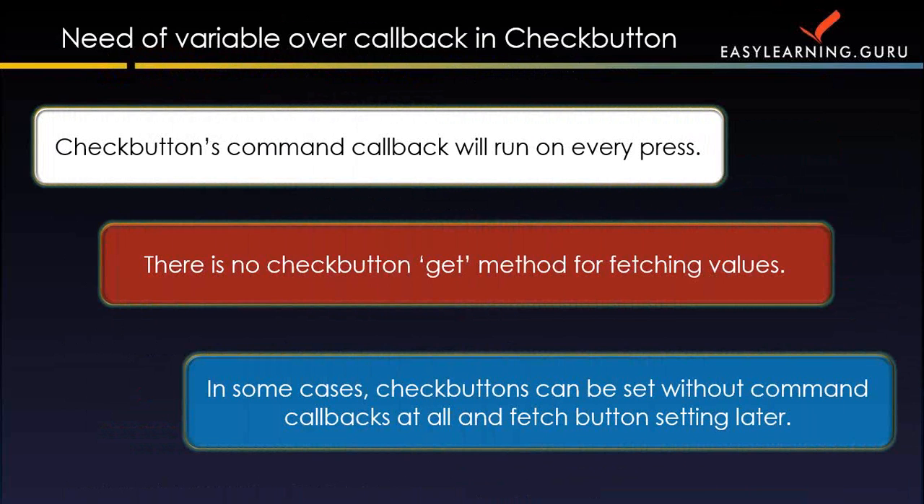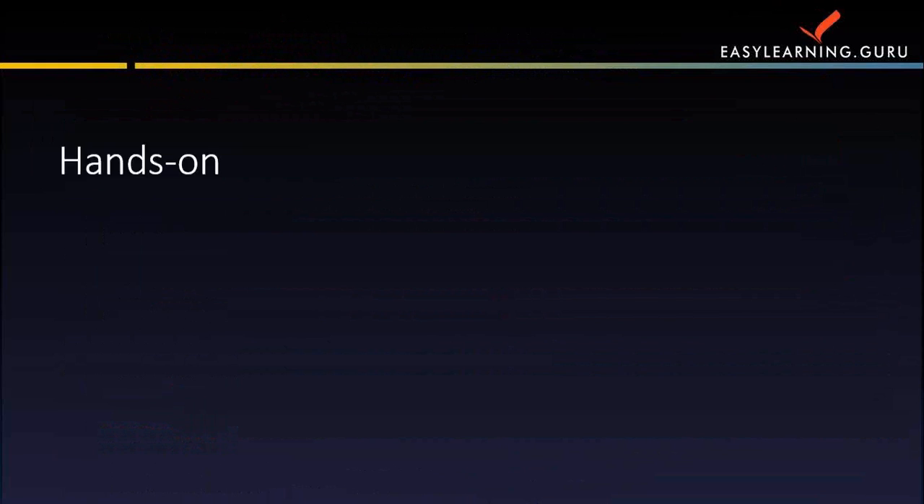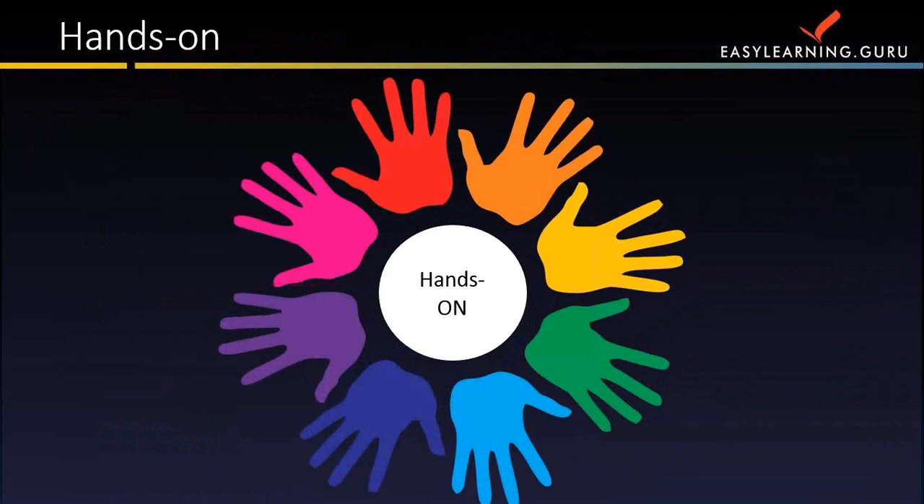Moreover, some GUIs simply let users check or set the check buttons without running the command callbacks at all, and fetch the button's setting at some later point in your program. So this was all about the need for the variable over your callback. Next, we'll look into the hands-on program for this check button.